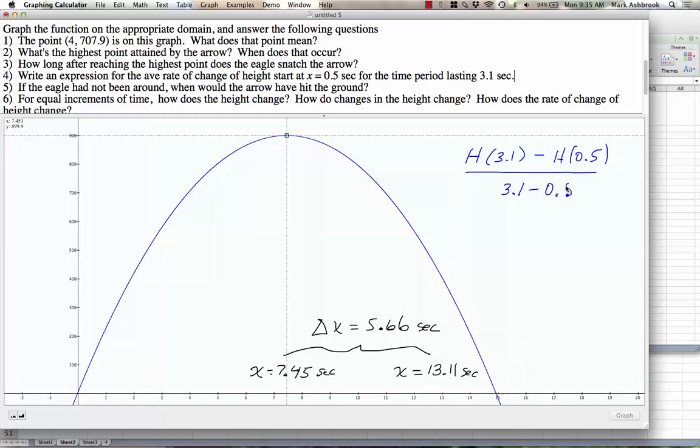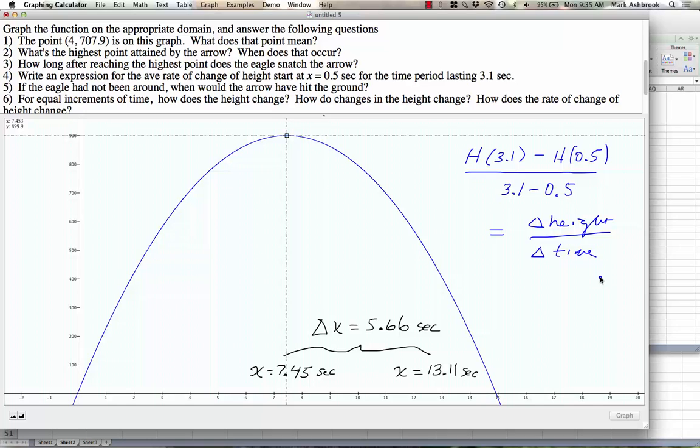So just before we get into the details of that, in general, what is she setting up? What basic principle here? What is she setting up in making that expression? What's that? Change in output over change in input, right? Change in output, in this case, the change in height over change in time. That gives us average rate of change, that's right. So now let's get into the details.